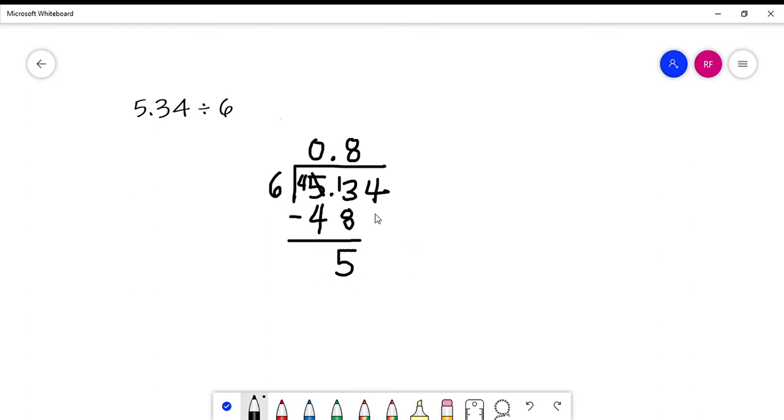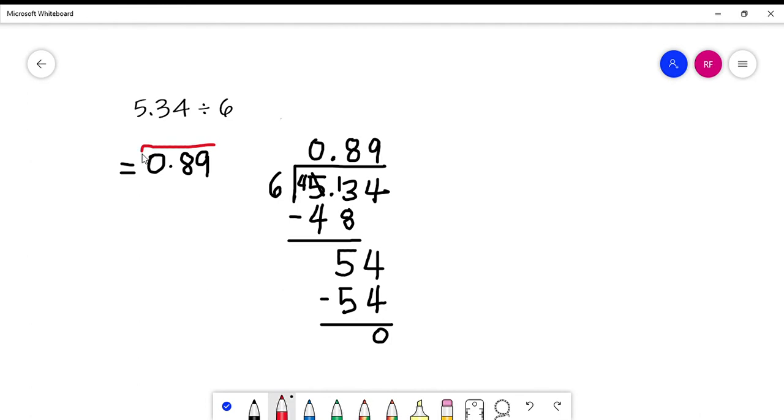Then bring down the next digit, 4. So this becomes 54 divided by 6, which is equivalent to 9. So 9 times 6 is 54. Then subtract. The difference is 0. So the answer for this problem is 0.89. There. So this is our quotient.